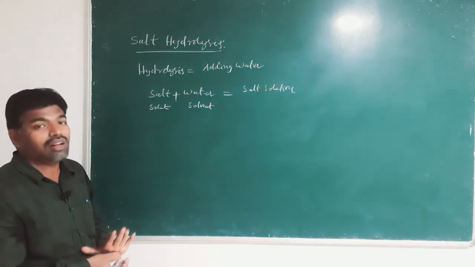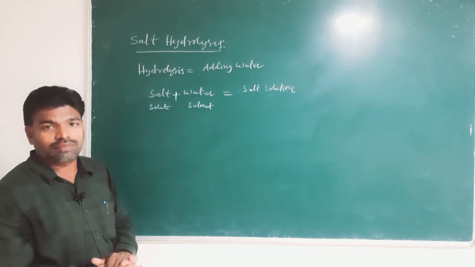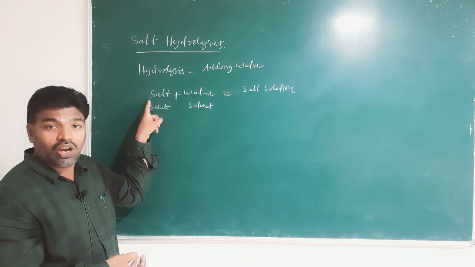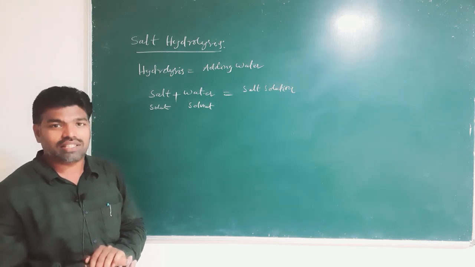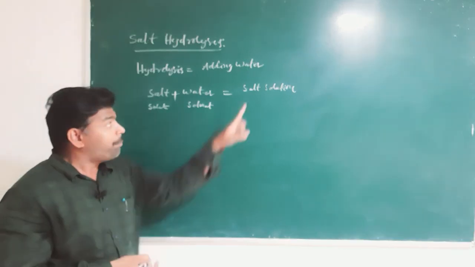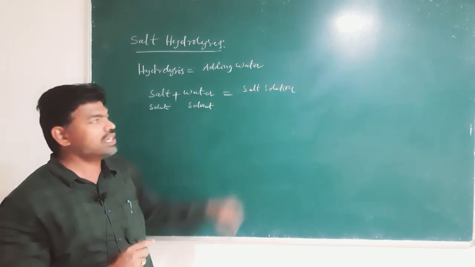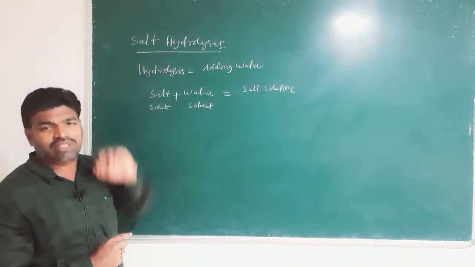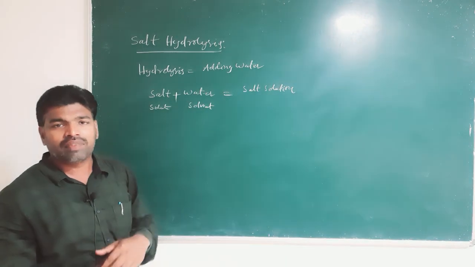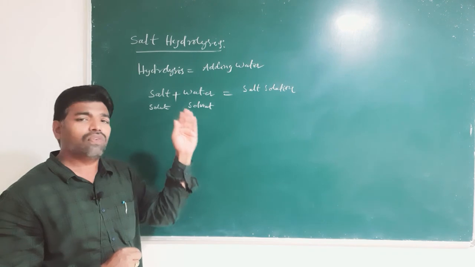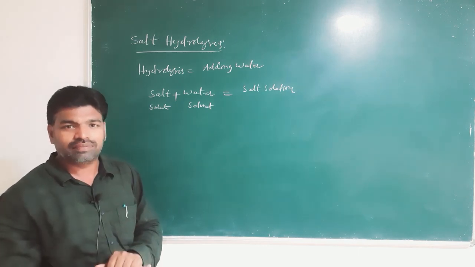So salt hydrolysis is nothing but interaction of water with salt. That means interaction of cation or anion or both of a salt with water is called salt hydrolysis. As a result of that interaction, the pH or pOH of that solution is affected, because if water interacts with the cation or the anion, the solution becomes acidic or basic. Let us see what happens when we add water to salt.